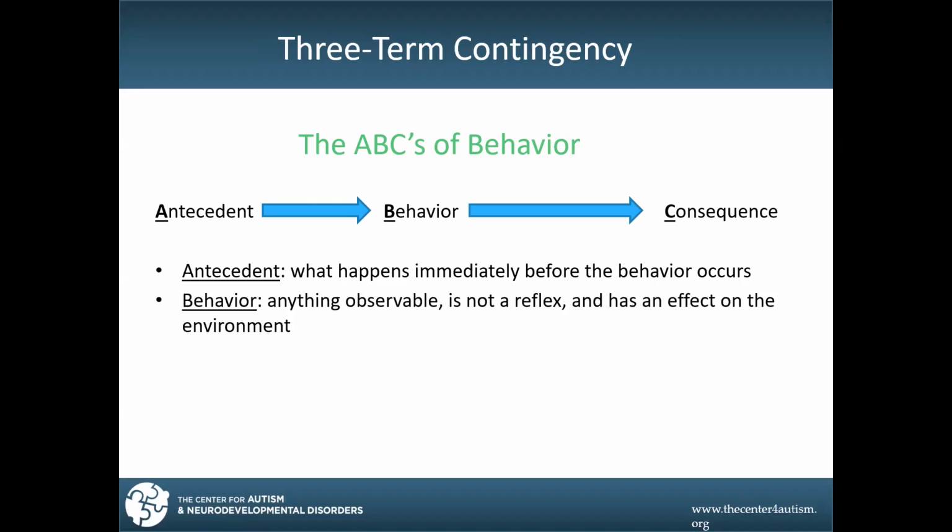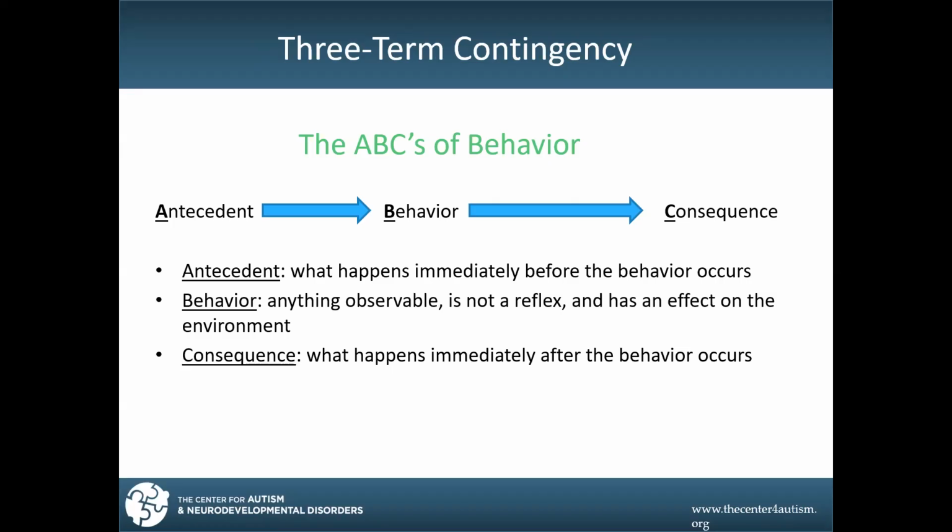Next, we have the B, or behavior. Remember that this is anything that is observable. Note, however, that it does not include reflexes such as coughing or sneezing. Third, we have the C in ABC, or the consequence. And by this we mean what happens immediately after a behavior occurs. Note here that when we say consequence, this could be a positive or negative consequence. For example, if your child cried after you told them to clean, did you reprimand them? Did you give them a break? What happened immediately following the behavior?